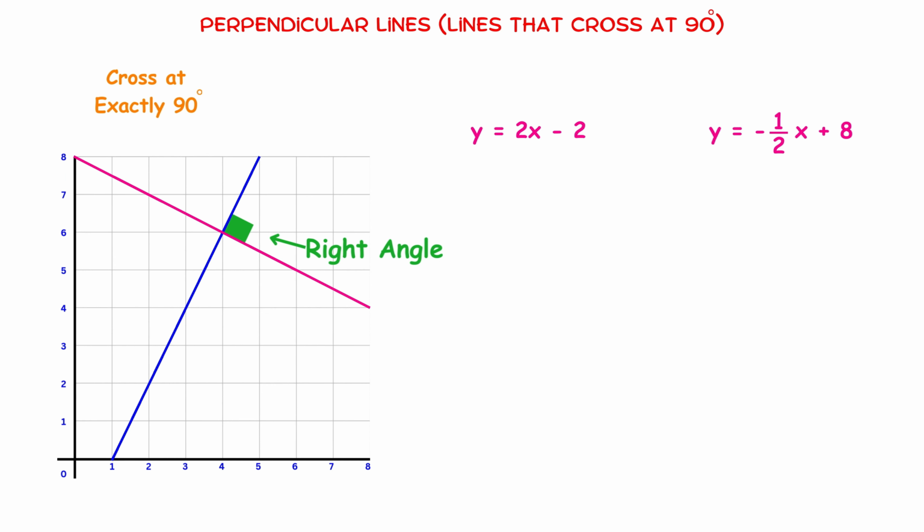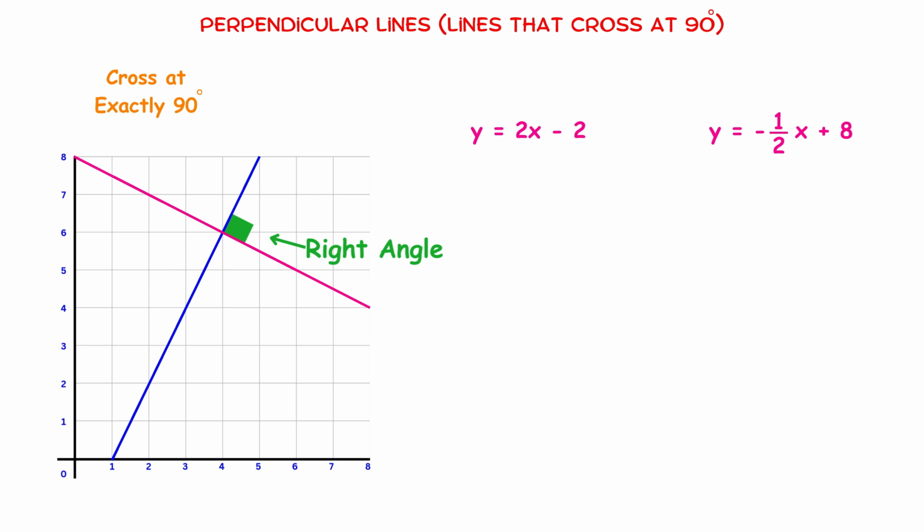In today's video, we're looking at perpendicular lines, which are just lines that cross each other at 90 degrees. For example, this line of y equals 2x minus 2 is perpendicular to this line of y equals minus a half x plus 8, because they cross each other at exactly 90 degrees.